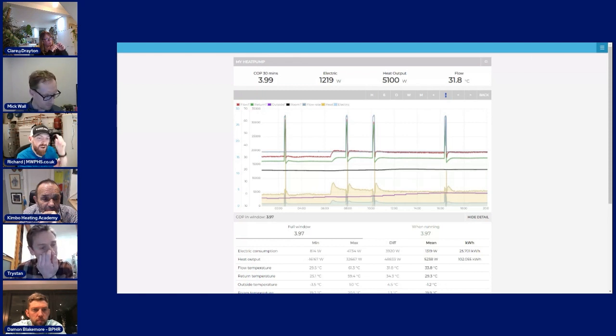Are we seeing that in the data though as well? Because I've noticed a couple of systems not actually achieving internal temperature when there's defrosting going on. So I'm just wondering if maybe some of that data might have been incorrect. I don't know, because it's fascinating, isn't it?